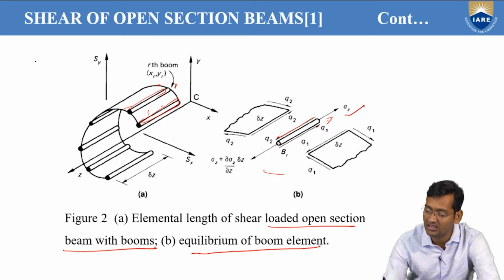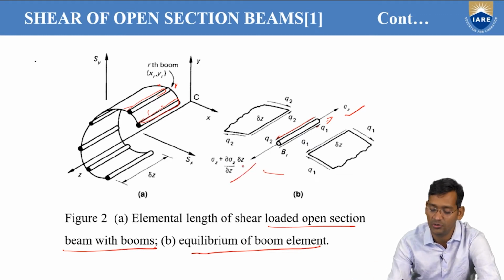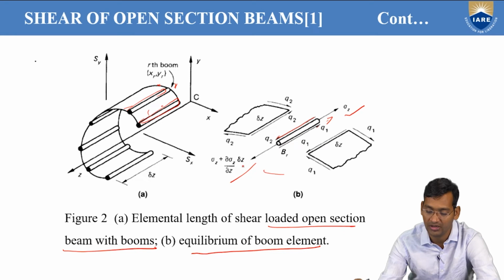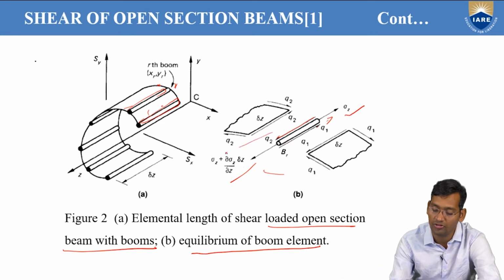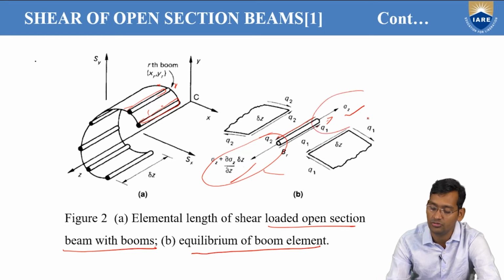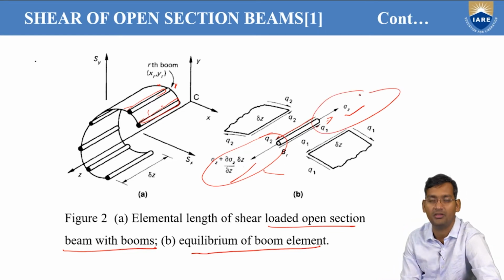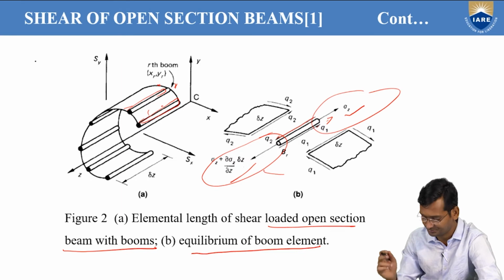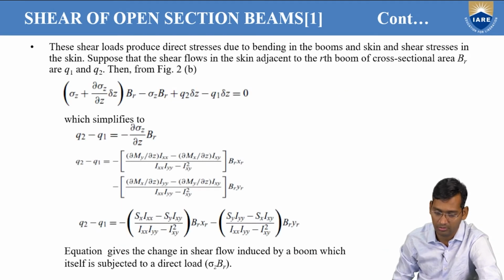Sigma z is acting in this direction. So sigma z plus del sigma z by del z into dz will act in this direction. Now again, for equilibrium, all forces acting on this side should be equal to all the forces acting on that side. Just equate it. Let's see what the equation will be.